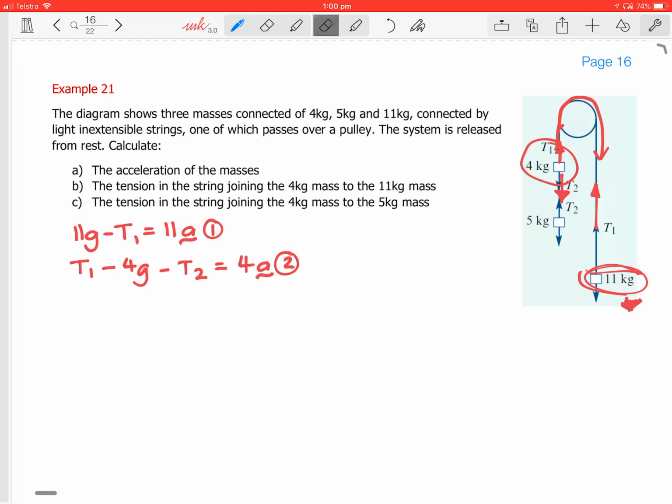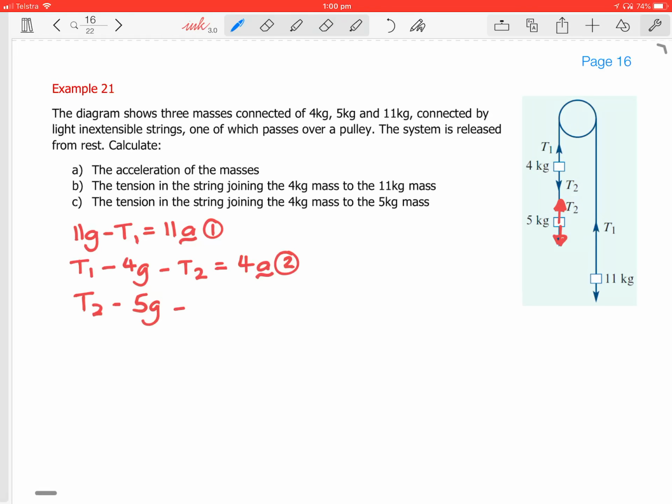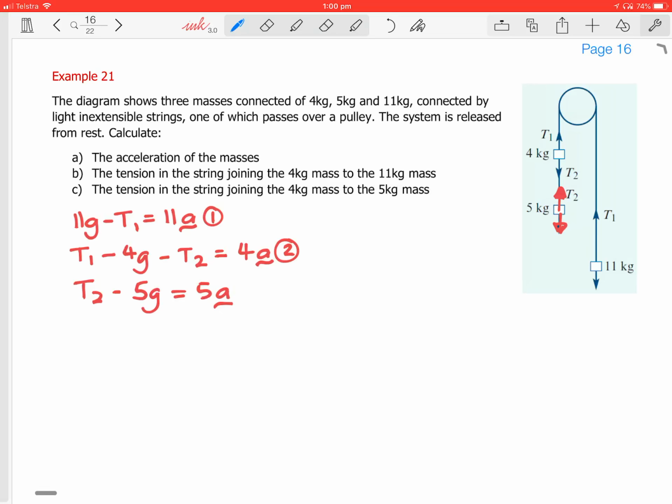Lastly, let's have a look at this particle here. So we have T2 going up minus 5g going down, and our mass times our acceleration is 5a. Okay, so from here, what can we do?